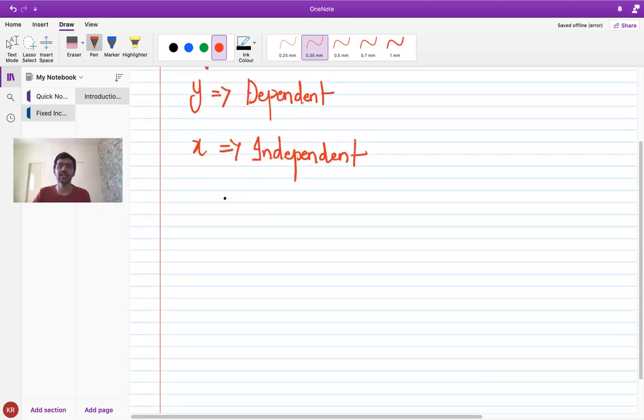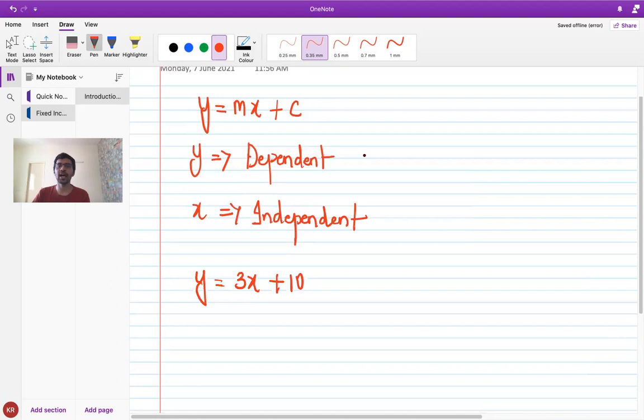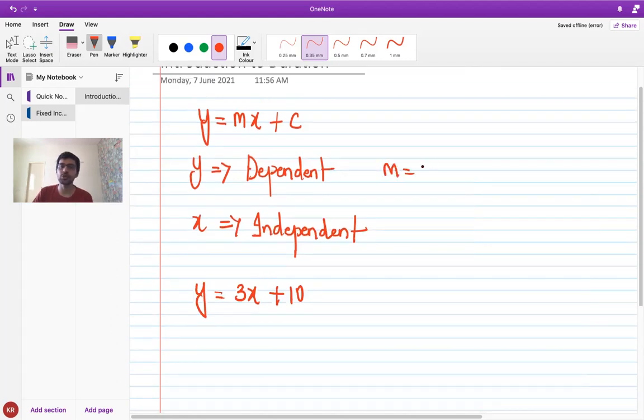Now, let's take an equation, say y equal to 3x plus 10. Here y is the dependent variable because as and when the x value keeps changing, the value of y will keep changing. Therefore, y is the dependent variable and x is the independent variable. Now, m refers to the slope of the line, and I'll come to what the meaning of slope is. And c refers to the intercept.